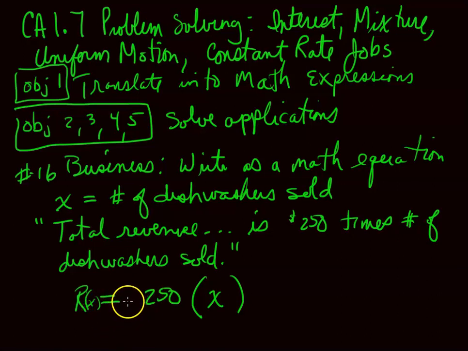We'll talk about that later. The revenue is 250 times the number of dishwashers sold. And that's all they really wanted. But we need 4 steps. So we got the business, write it in math equation. What did you choose X for? The statement, and then the equation. So we're done with that first interest problem.